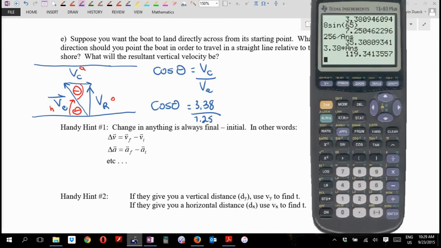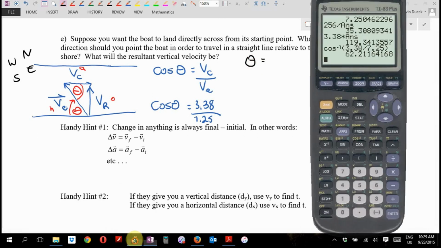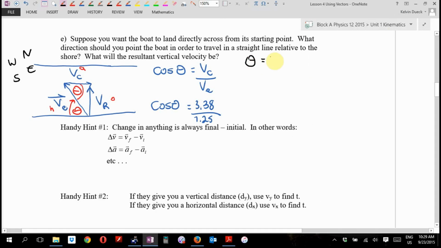And then to find an angle, I'm going to hit inverse cos of that on my calculator. 3.38 divided by 7.25. And I say to myself, self, it looks like I'm going to point, for all of you that were saying 65 degrees, no, 62.2 degrees away from the shore. In fact, let's put a north, east, south, west. So now we can say theta equals, is it 62.2? Yeah. 62.2 degrees. What of what?